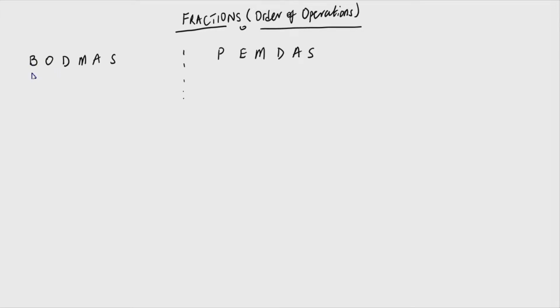So this here stands for bracket. This is order. And this is division, multiplication, addition, subtraction. This is parentheses, another way of saying bracket. And this is exponents, multiplication, division, addition, and subtraction.